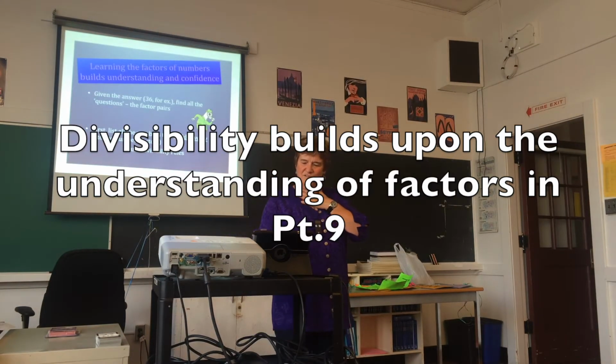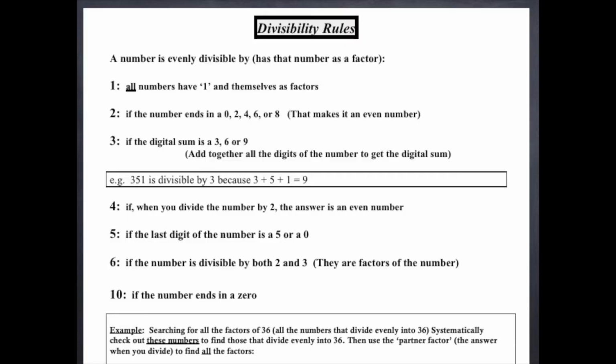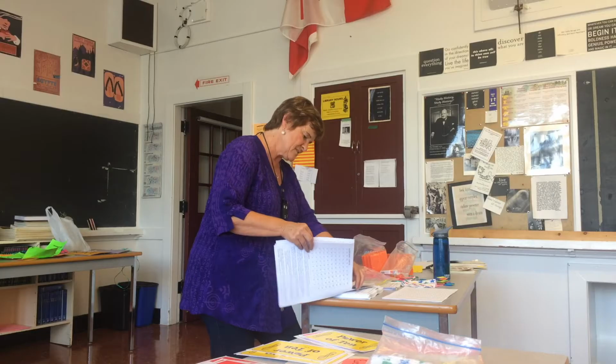So, given the answers, 36 for example, find all the questions, the factor pairs. You'll see a sheet that's in your divisibility rules in your handout. Divisibility rules, right.